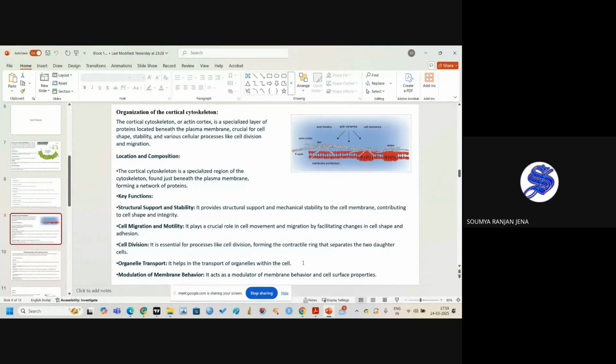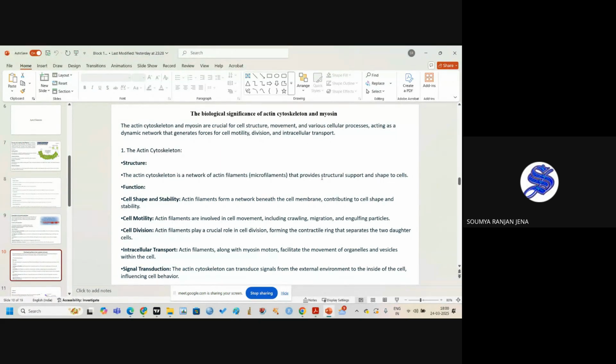It also helps the transport of organelles within the cell during metabolic or cytoplasmic disturbance. It will also transport the different organelles from one part to another inside these eukaryotic cells. And it also modulates membrane behavior, because we know the plasma membrane is a fluid mosaic model, and it acts as the modulator of the membrane behavior and cell surface property, and it also changes the cell surface. These are the major functions of this cortical cytoskeleton.